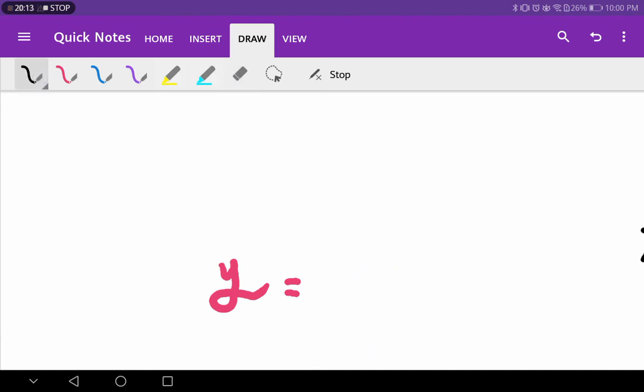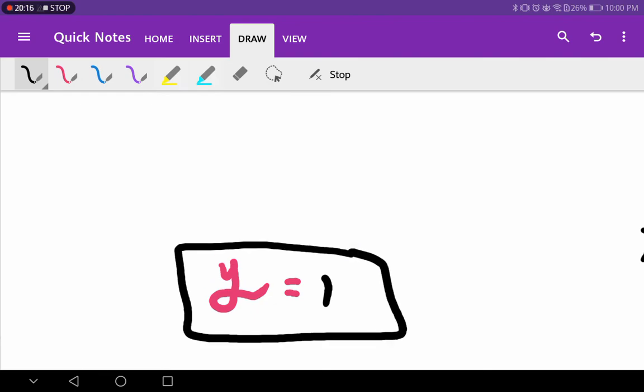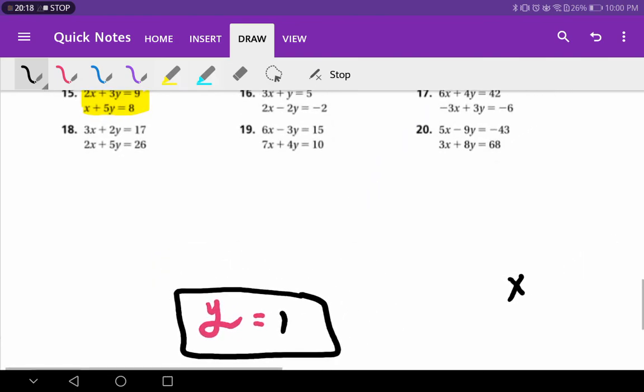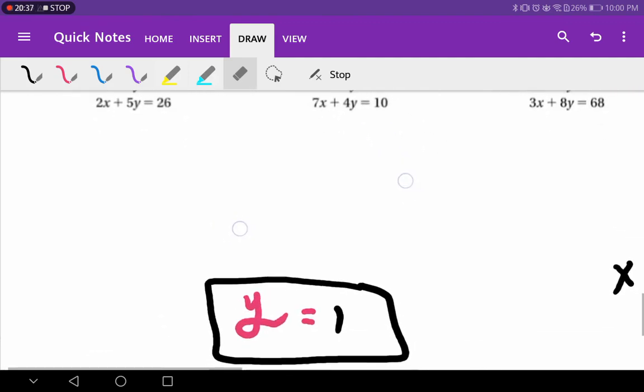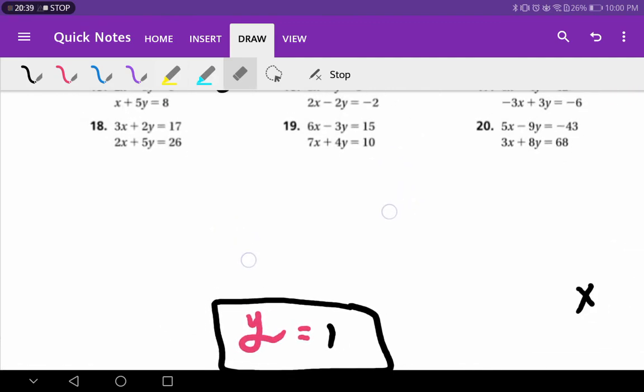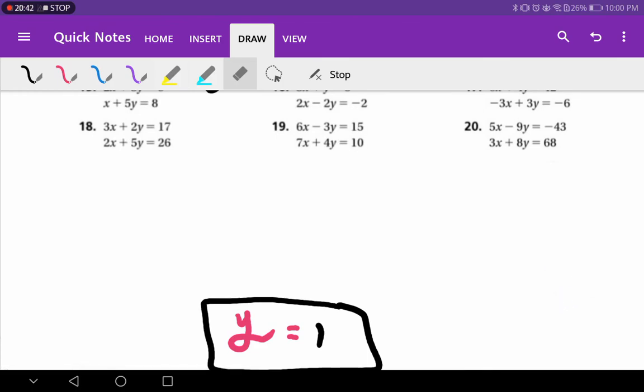So y equal 1. So I will take y equal 1 to the original system here, number 15, and choose equation number 1 or equation number 2. It is up to you. Okay, equation number 2 is good for me. I will rewrite it here. x plus 5y equal 8.